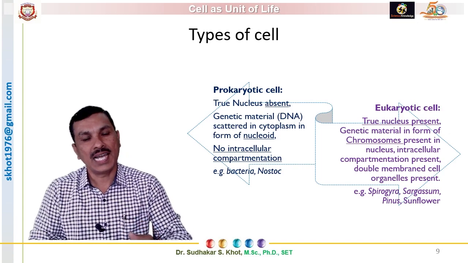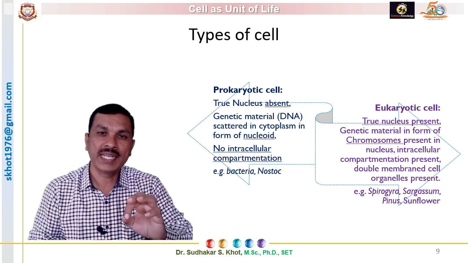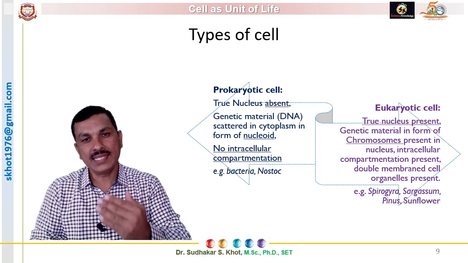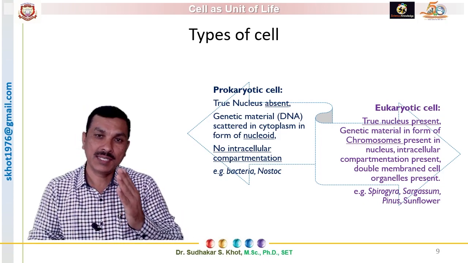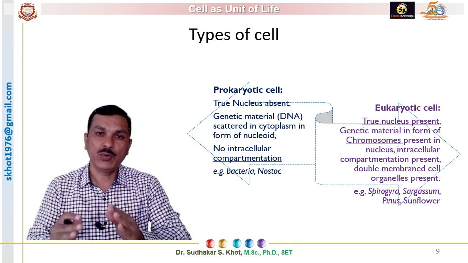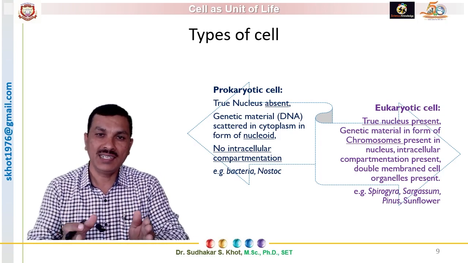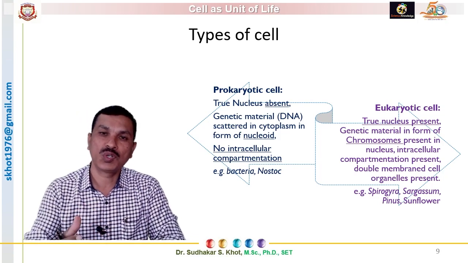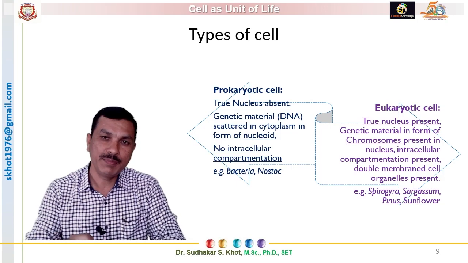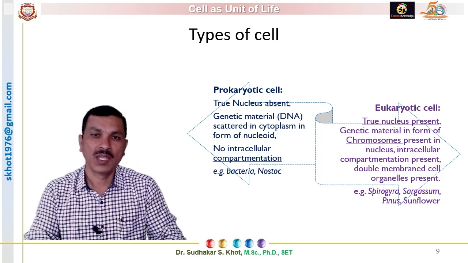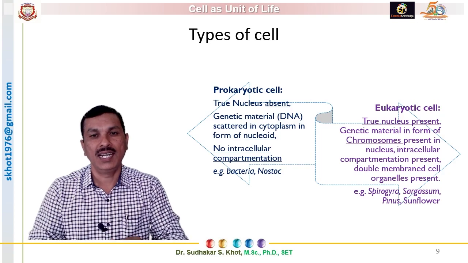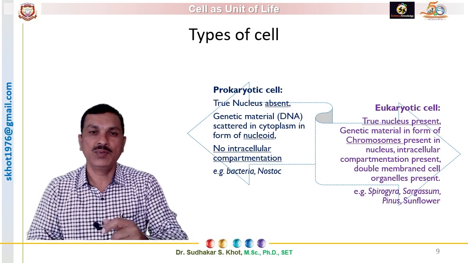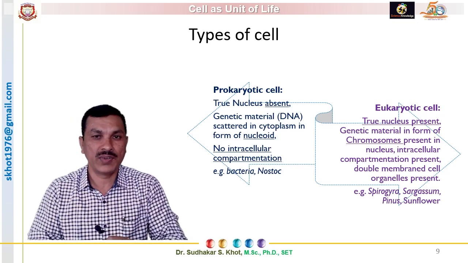The cells can be divided on the basis of the organization of the nucleus. When we consider this characteristic specifically for the classification of the cells, we get only two groups. Either the nucleus is properly organized or the nucleus is not organized. So on this basis, we have two groups of cells: the prokaryotic cell, and the second group is called the eukaryotic cell. In today's lecture, we will discuss the organization of the prokaryotic cell.